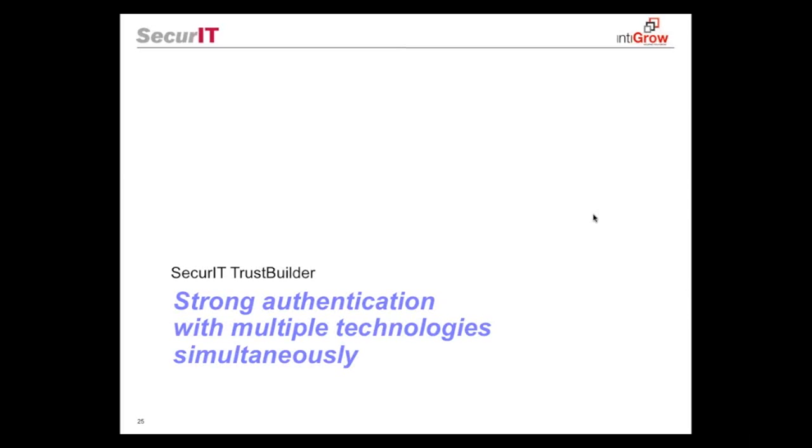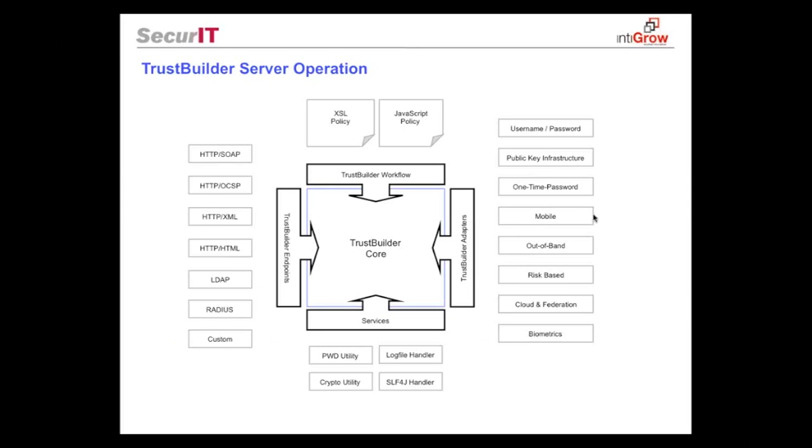So I talked about integrating different and strong authentication mechanisms to support mobile environments. Let's also talk about strong authentication, particularly using multiple technologies simultaneously. I talked about the architecture here with the endpoints and the adapters on the right. When a request comes in, it basically goes through the workflow, and if the workflow defines multiple technologies, that's what we do, right?